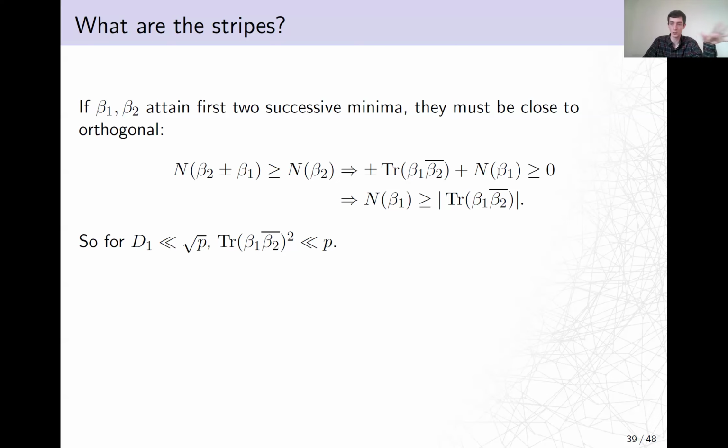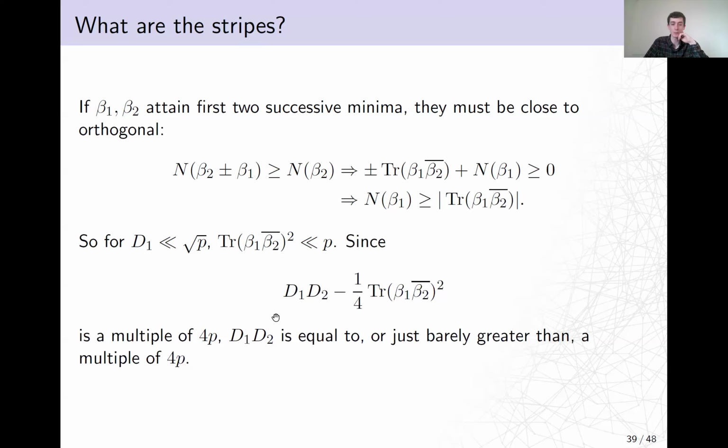And so when you expand that out and do some simplification, you find that the trace of beta 1 times beta 2 bar, in other words, twice the inner product, can't be larger in absolute value than the norm of beta 1. So as long as the norm of beta 1 is not too big, it tells us that the trace term also can't be too big. So what we can conclude is that this expression here is what appears in Kaneko's proposition, this being a multiple of 4p, but the trace term being very small, tells us that d1 times d2 will either equal 4p itself or be just barely larger. So up to a very small error, d1 times d2 is a multiple of 4p.